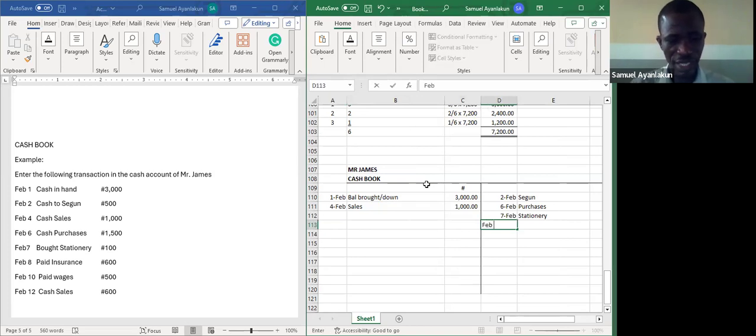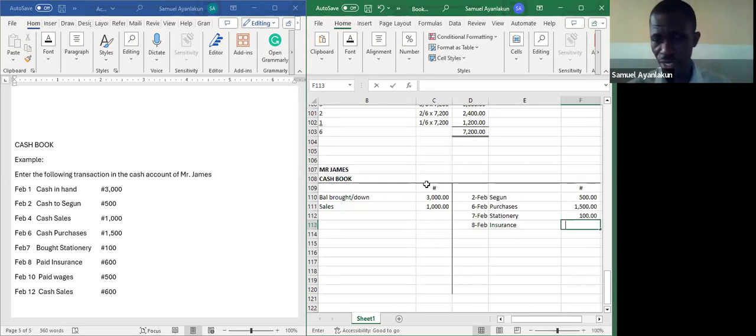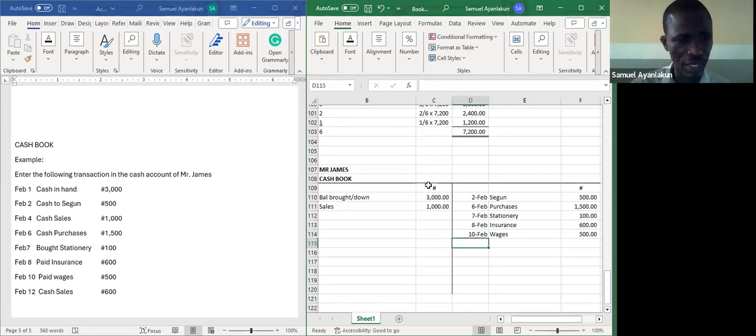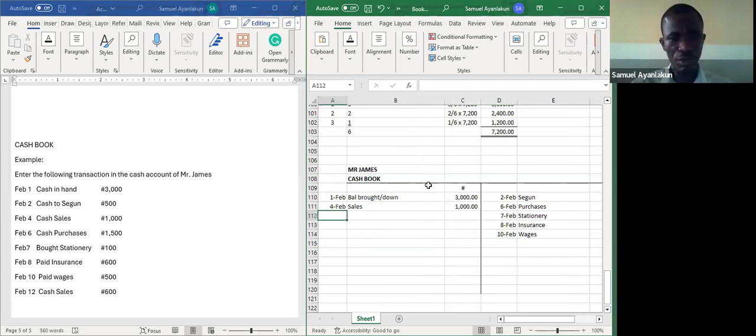So February 8th, insurance. Credit your cash and debit your insurance, 100 naira. And the next one says paid wages, since it applies to expenses. On the 10th, paid wages, 500 naira.